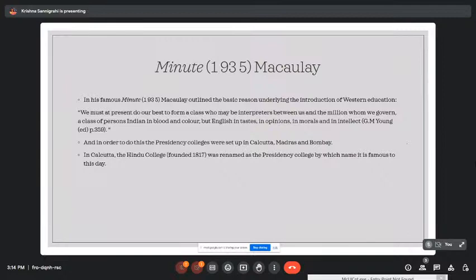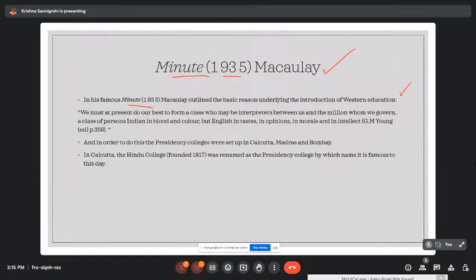However, as we know, the very structured idea of bringing English into the literature of that country came in with Macaulay's Minute, which was in 1835. So in his famous Minute of 1835, Macaulay outlined the basic reason underlying the introduction of Western education. With the introduction of Western education, we started including English as a medium of dissemination of knowledge.